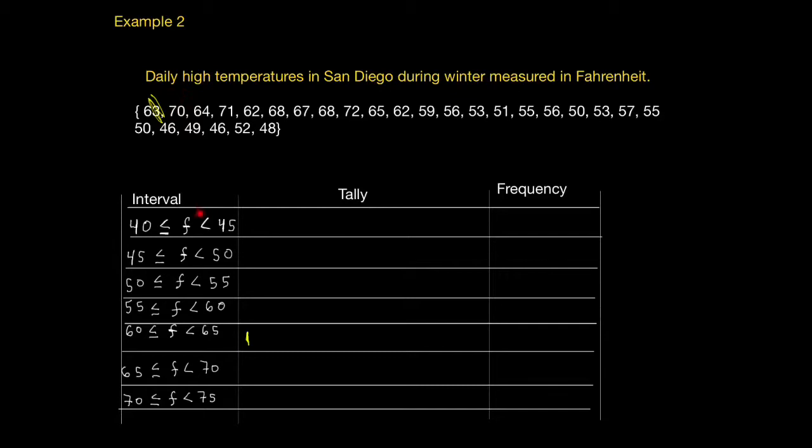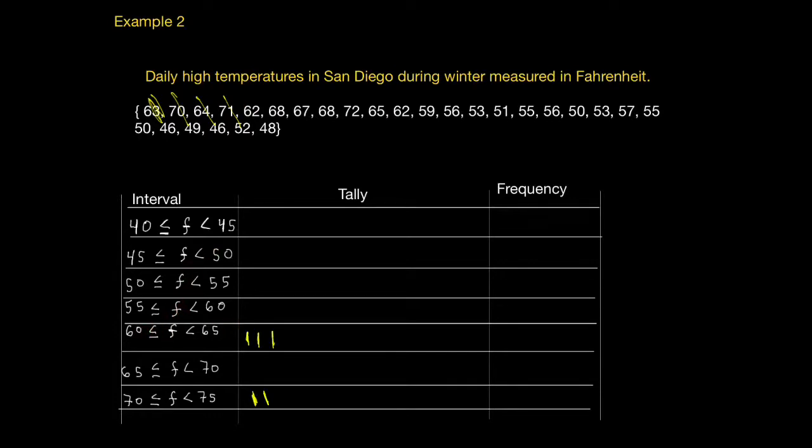70 can't go here because we don't have the equal to symbol. But look, here we have that equal to symbol, so 70 exists in the last bin right there. So let's tally that one up. 64 is going to go right here. 71 is going to go right here. It's within 70 and 75 for sure. 62 is going to go right here in this one.